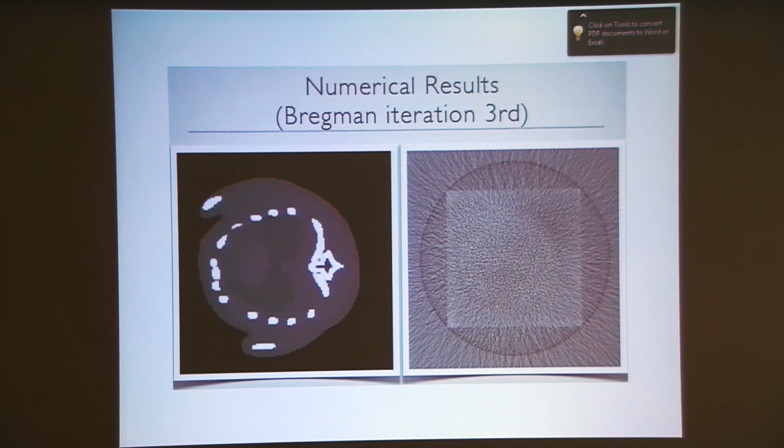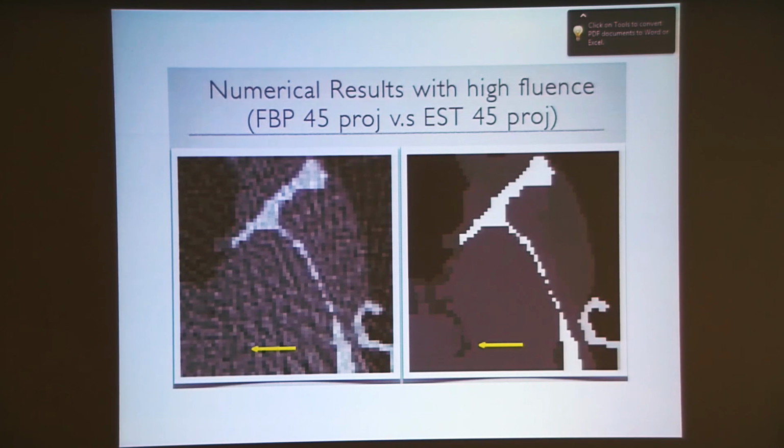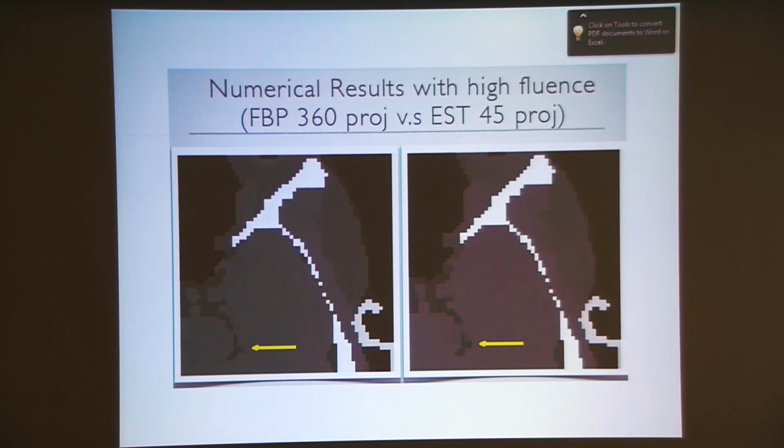That's what it looks like. And you can see things in principle with ours that you cannot see in the noisy filtered back projection. And if you take more projections in the filtered back projection, you seem to converge to ours with 8 times fewer projections. And this is old stuff. People have done better since then.